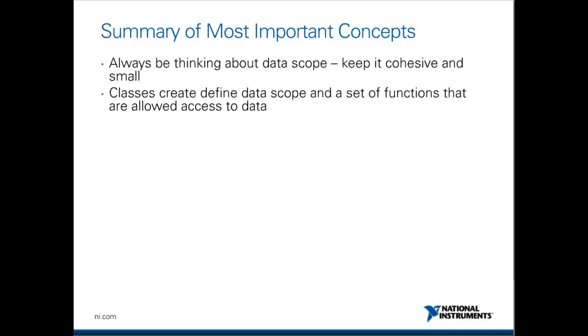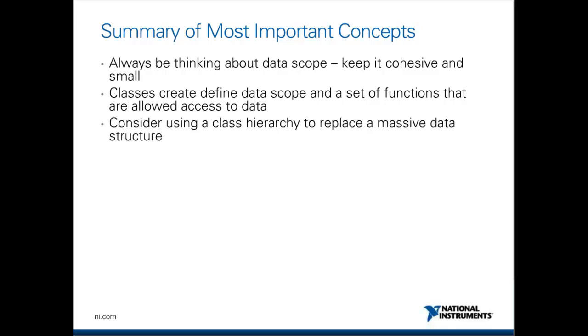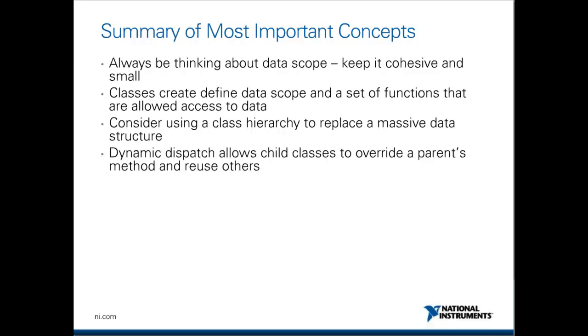Also keep in mind that a child will inherit the data scope of its parent. It's worth noting, I didn't point this out earlier, but a child class does not automatically get access to its parent's private data members. It only gets access to private data members that are exposed via accessors. Now, again, if you do have a massive data structure, that's indicative of an overgrown data scope, so consider using that as a prime opportunity to instead leverage a class hierarchy.